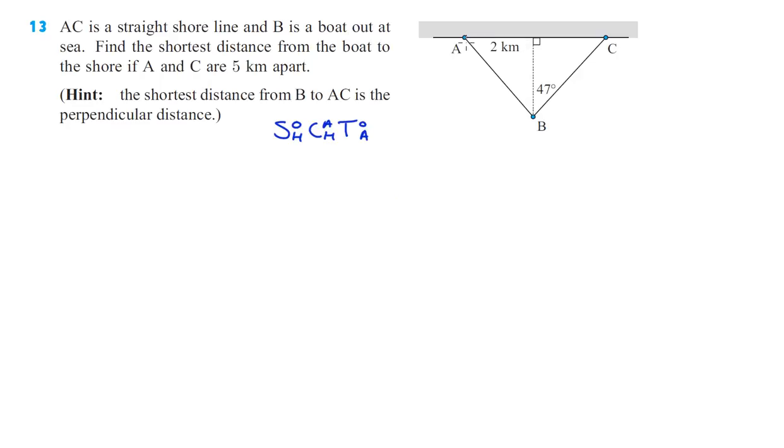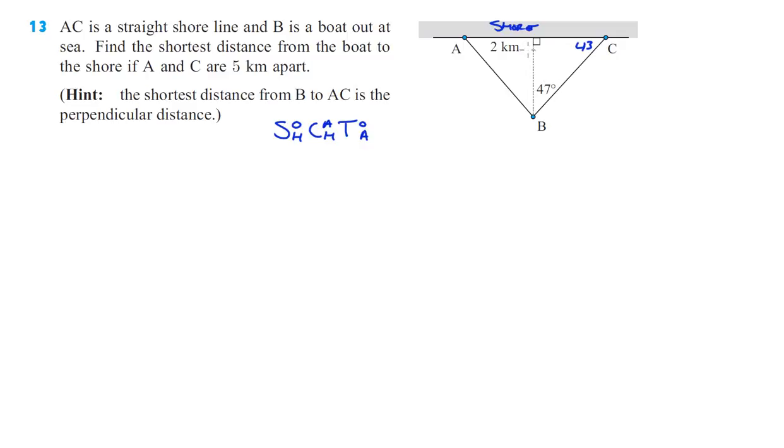AC is a straight shoreline and B is a boat out at sea. So this is the shore. And this out here is the water. Okay, find the shortest distance from the boat to the shore if A and C are 5 kilometers apart. Okay, so this makes a right angle. This is 2 kilometers here. This is 47. Let's see, so that would make this 43, because 47 and 43 makes 90 degrees, right?